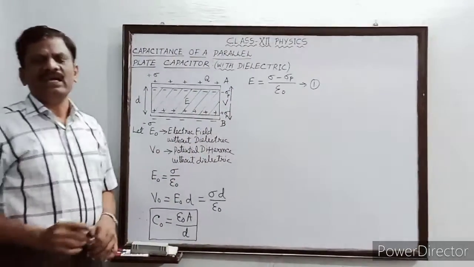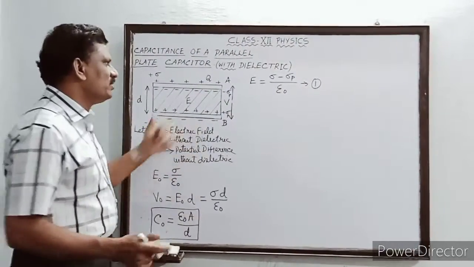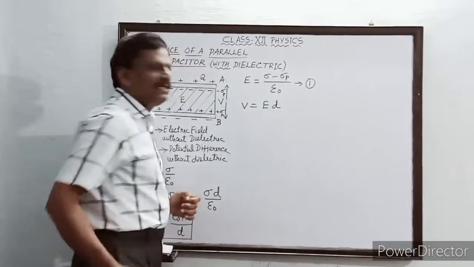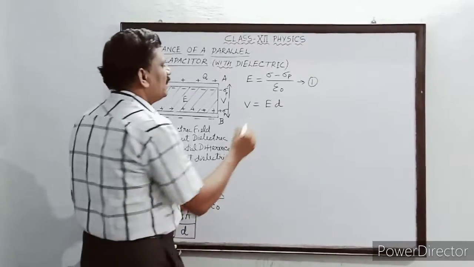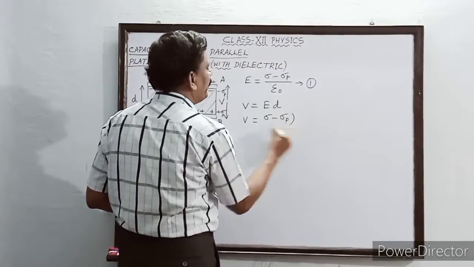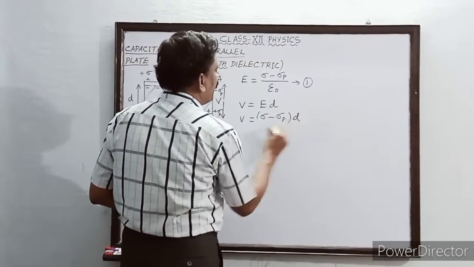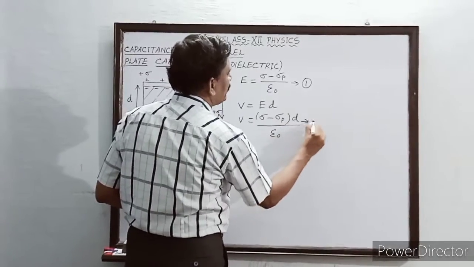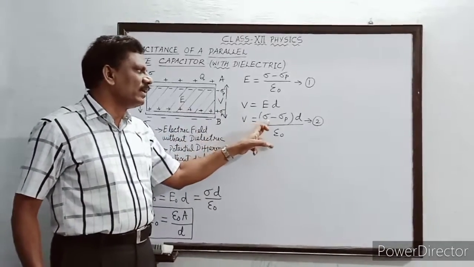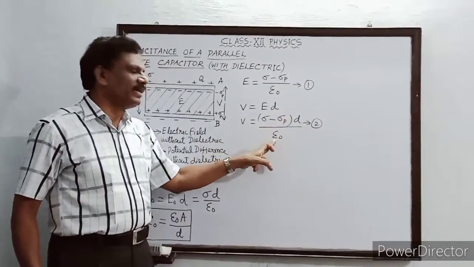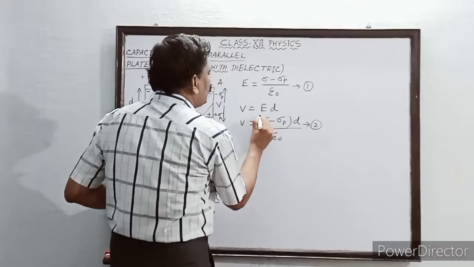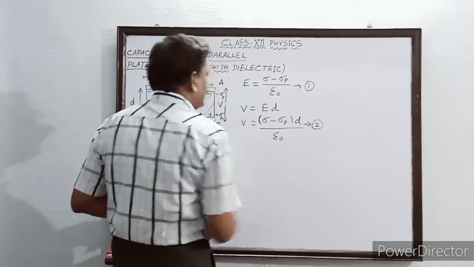Since the electric field is changed after introducing the dielectric, the potential difference also will change, and this is equal to what? E into D. Substituting for E, V is now equal to sigma minus sigma P, into D whole divided by epsilon naught, and this is equation 2. So, the expression for the new potential difference V equals sigma minus sigma P divided by epsilon naught into D. Okay. So, we are going to now discuss some important points.